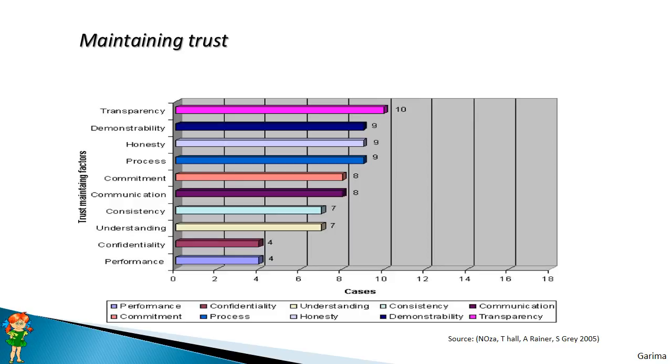However, demonstrability, honesty and process are considered at the same level. It is very important that the client and vendor are honest in their relationship, and the process should go according to the decision made in the initial stage, so that the contract goes in a proper manner and the goal is achieved in the given time frame. Also, commitment, communication, consistency and understanding, all these four points are at an average level. In this graph, we have considered 18 cases as well, and out of 18, 10 have responded that transparency is the most important thing.